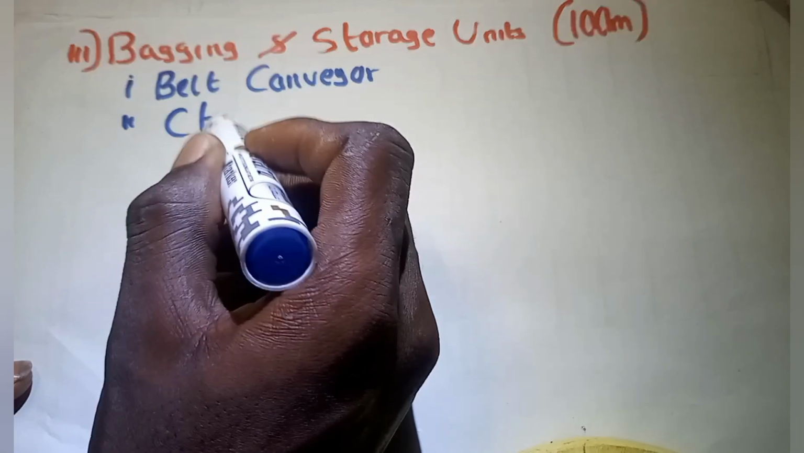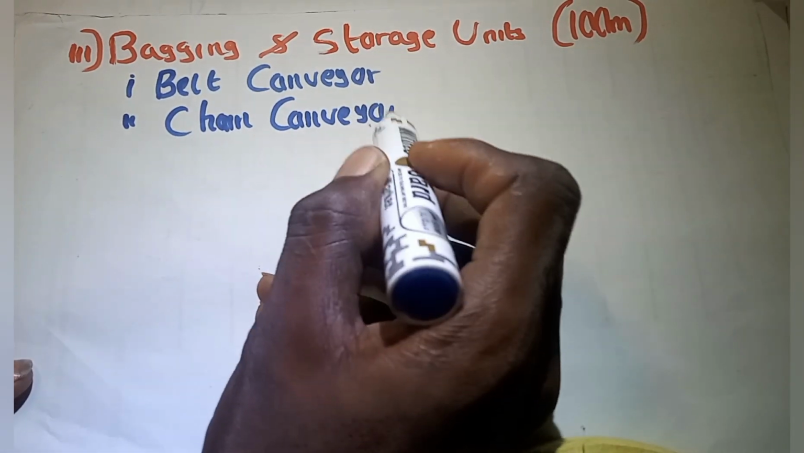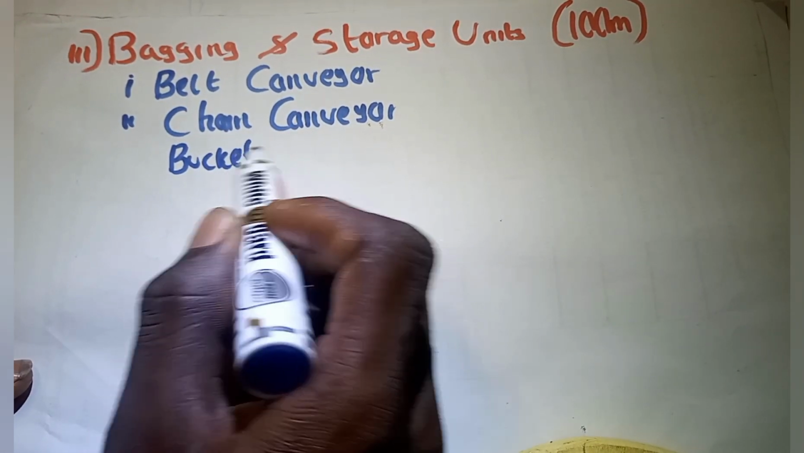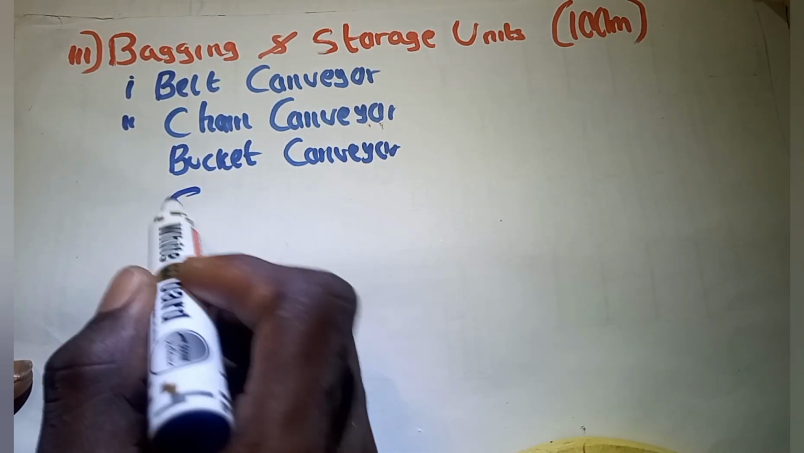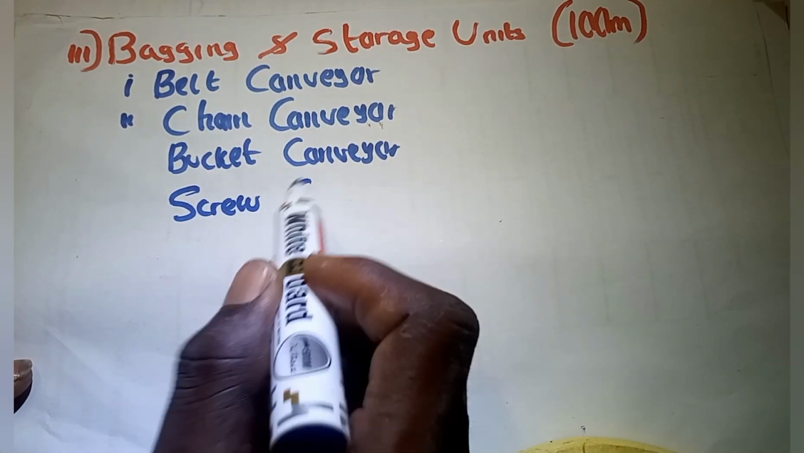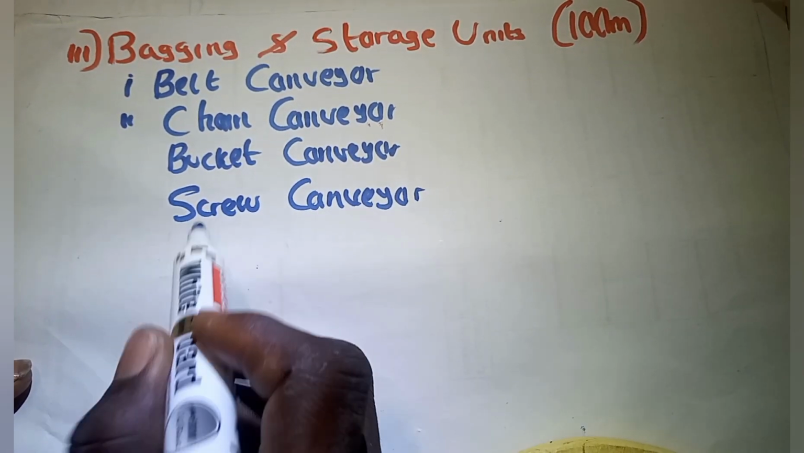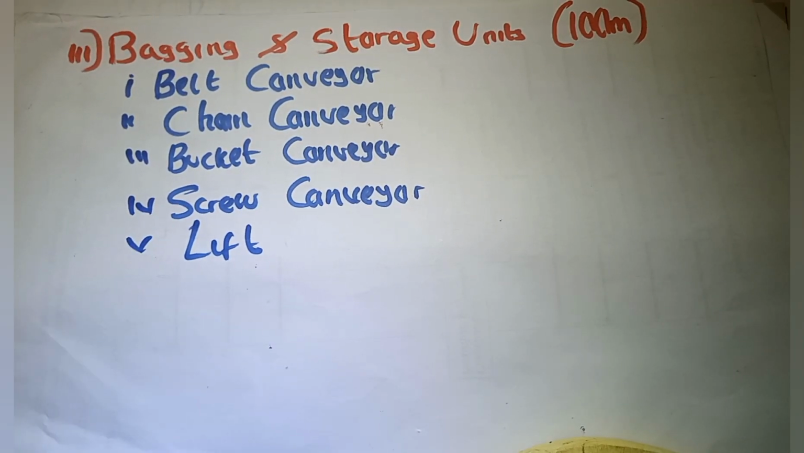Chain conveyor, bucket conveyor, screw conveyor, and in some cases we're going to be using lift also. So don't forget this way. So that's the answers. Now let's proceed to the fourth distance.